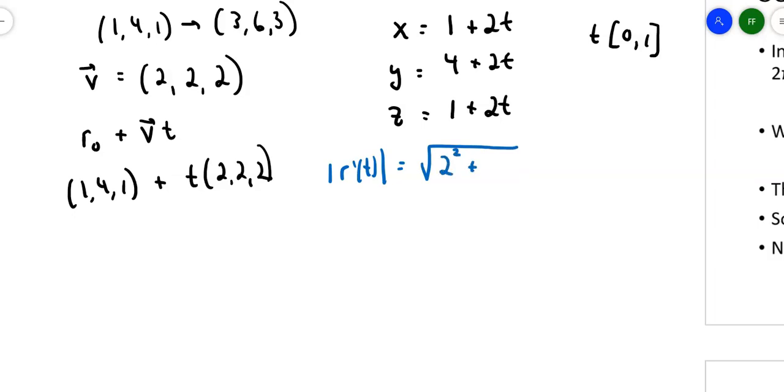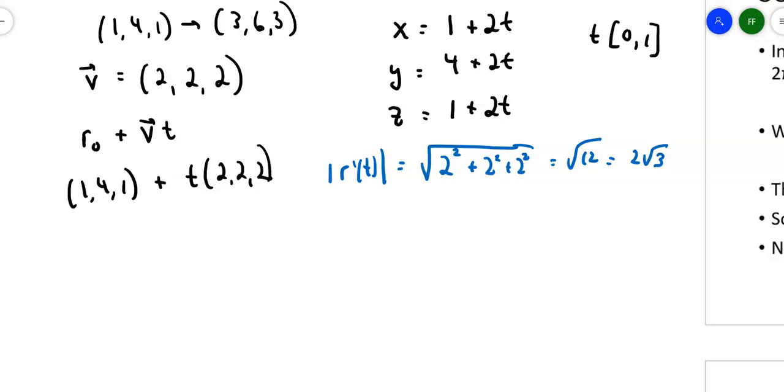And now can you see where this is going? They're all going to be 2's. 2 squared plus 2 squared plus 2 squared, 4, 8, 12. The square root of 12 simplifies to 2 root 3.